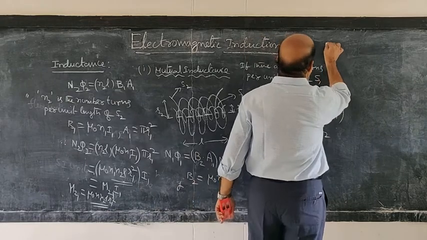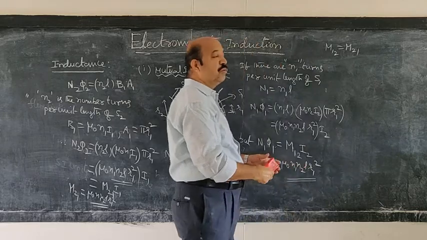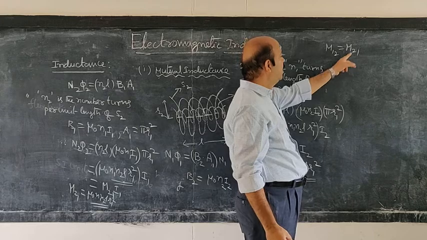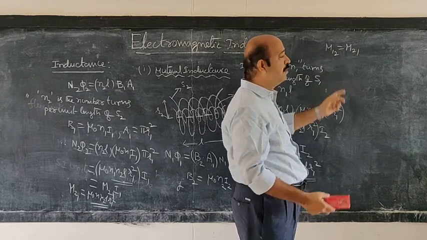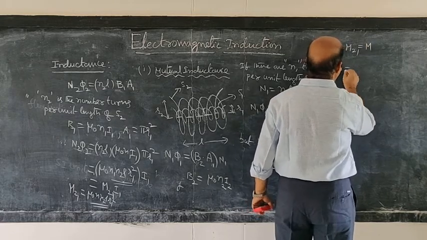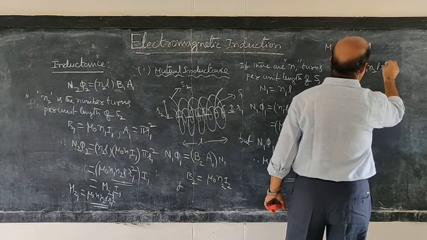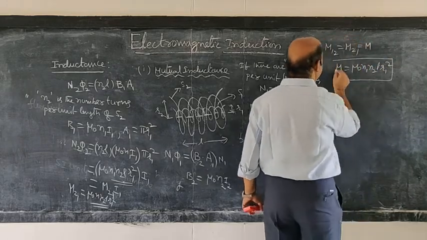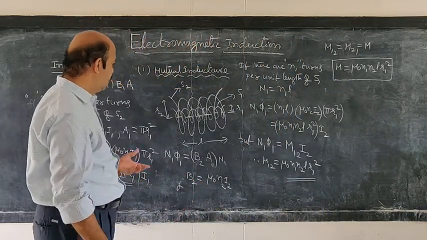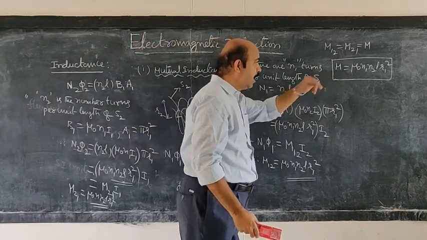Therefore M12 must be equal to M21. That means mutual inductance of first coil with respect to second one, or mutual inductance of the second coil with respect to the first one are same. So that is equal to, say, M. So M is equal to mu naught N1 N2 L R1 square. So from this you can understand that it depends upon the geometry of the coils and the intrinsic property. Here, how do you say intrinsic property?